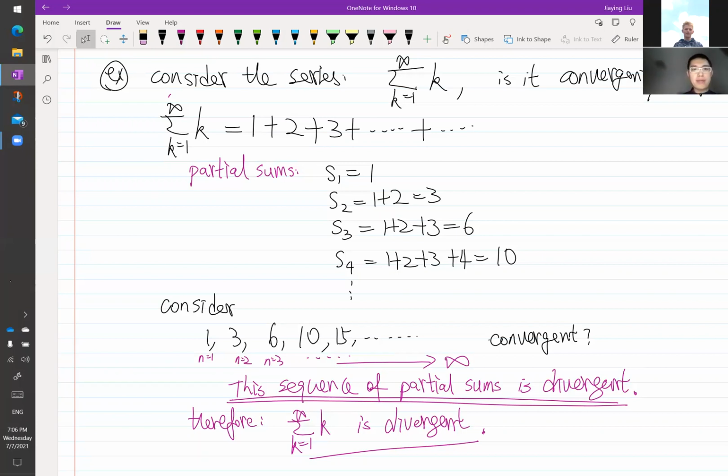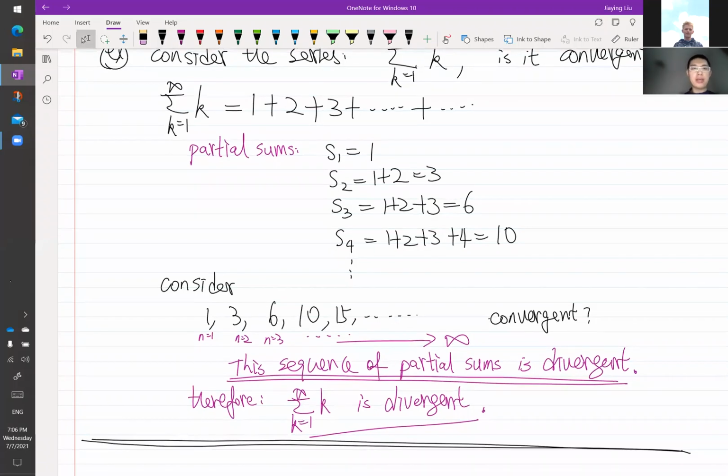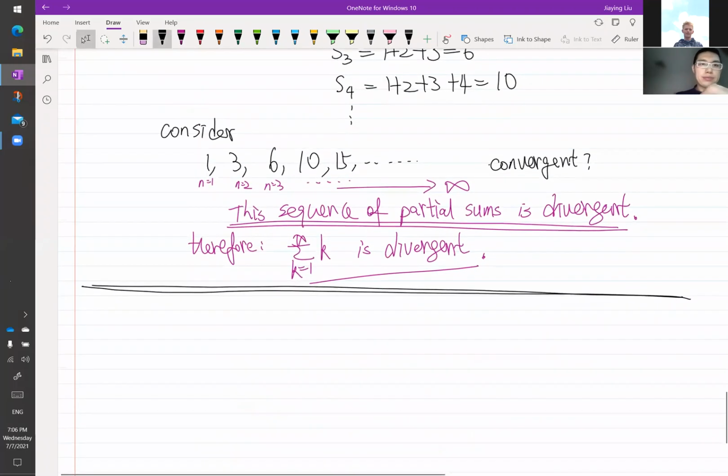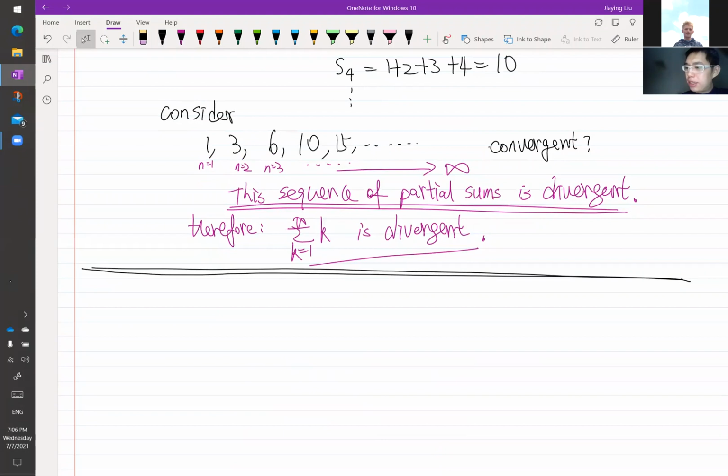Any questions on the definition or this example? So that's series being convergent or divergent. Then I'm going to go through a few more examples soon, but let me continue with these notes. So, properties.